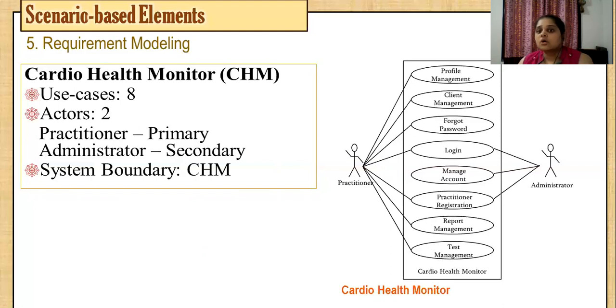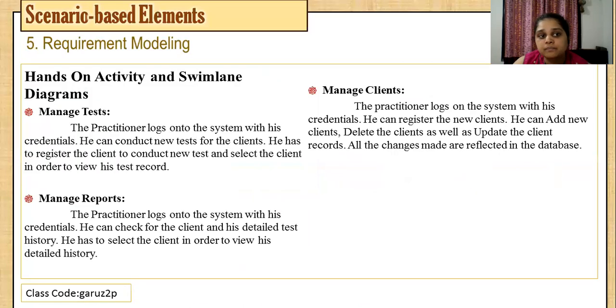So always remember, as many use cases as you have, that many activity diagrams and that many swim lanes you are supposed to design. So I have given you a hands-on. The hands-on is you can just try writing activity or swim lane diagrams for these 3 functionalities. Let me explain to you what is happening in the functionalities.